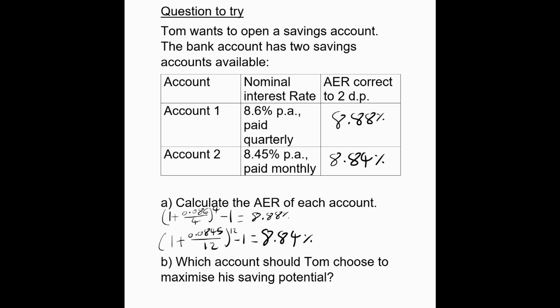So we can see, because the second account pays out interest more frequently, even though it's got a lower nominal interest rate, it works out as having higher AER, and that's because it pays out interest more frequently. So there's more time for that interest to itself gain interest over the year. So he should choose account 2 to maximise his saving potential, because account 2 has the higher AER.